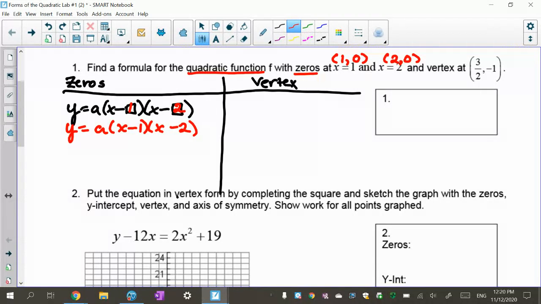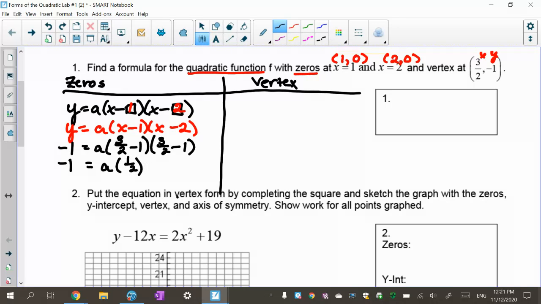Does it open upwards or downwards? And they did give us a vertex, and the vertex is (3/2, -1). Isn't this an x and a y? So what I'm going to put in the y spot is -1. In the x spot, I'm going to put 3/2. And then I just keep going with my formula. When I do this, I get -1 equals a. When I do 3/2 minus 1, that's a half.